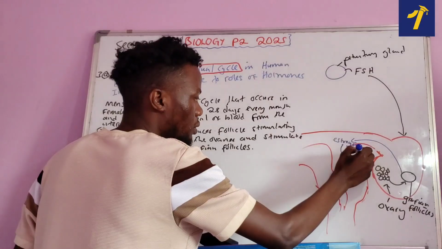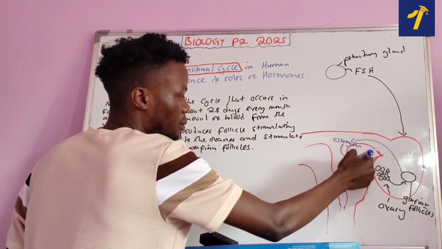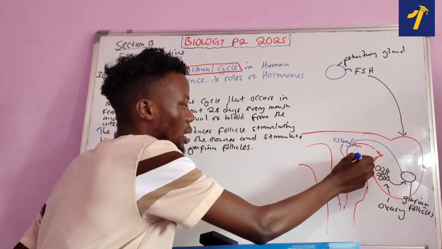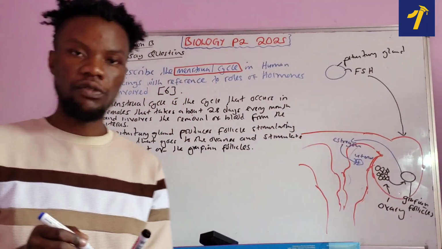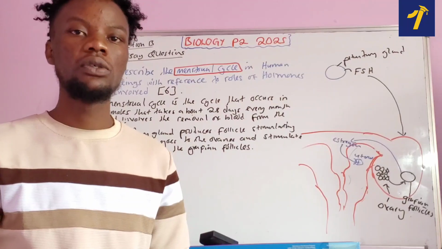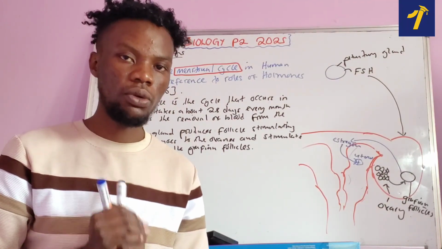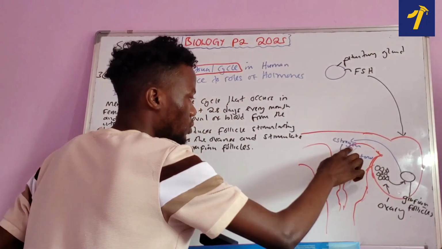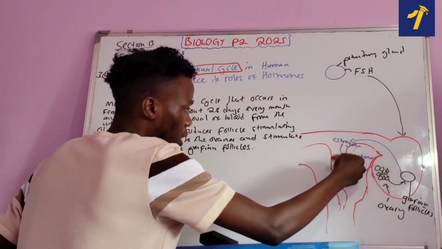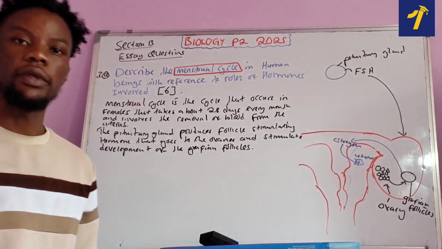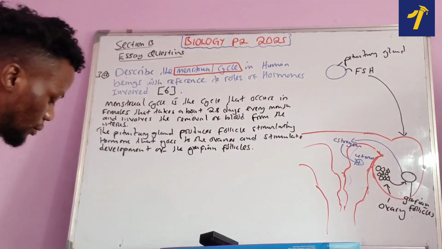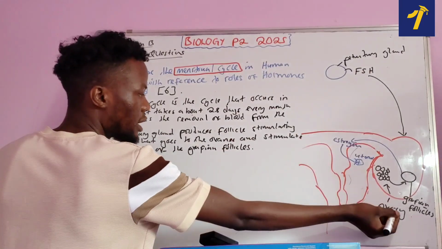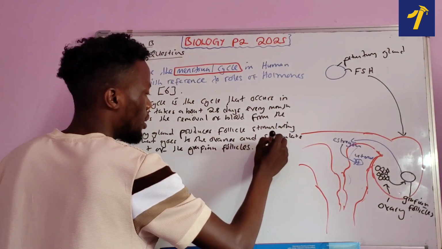This part now, this is what we call the uterus. So the estrogen will go to the uterus and stimulate the development of the uterus. So what is the second thing that we need to talk about? We need to say the Graafian follicles produce estrogen that will go to the uterus and stimulate the development of the uterus. Alright?